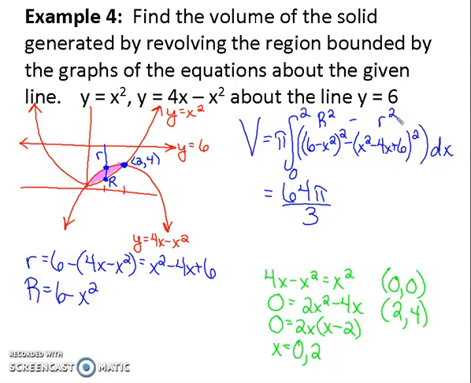And I can pretty much guarantee you you're going to have a volume problem on your AP exam. One part will be finding the area between the curves. Another part will be finding a volume, whether it's by cross sections, discs and washers rotated around the x or y axis, or maybe it's rotated around something like this, like the line y equals 6. So you need to be prepared for any kind of volume problem that could possibly be thrown at you, because I guarantee you, you will see volume.